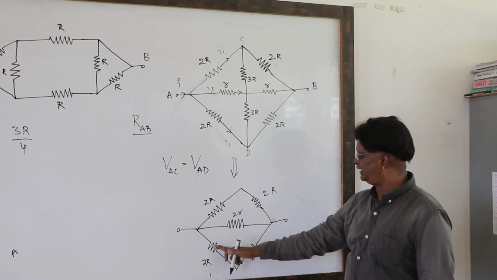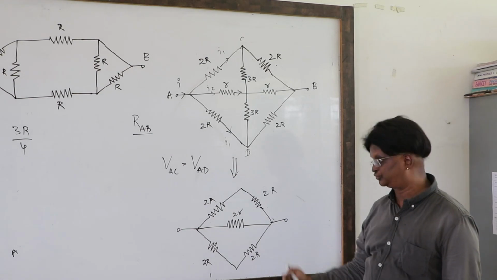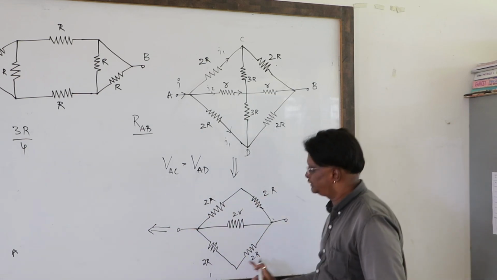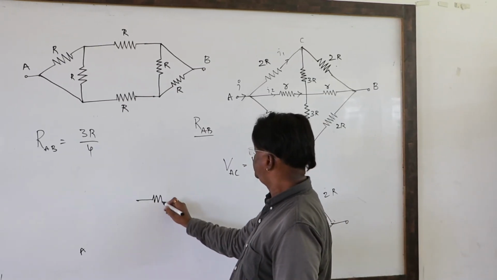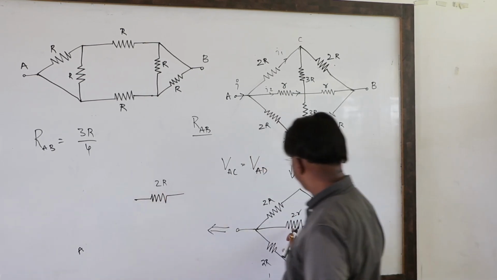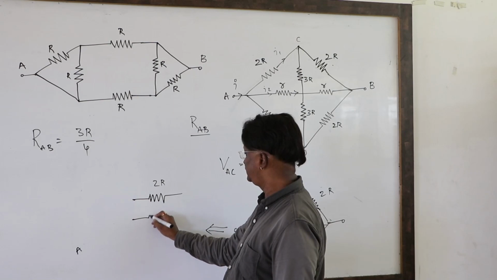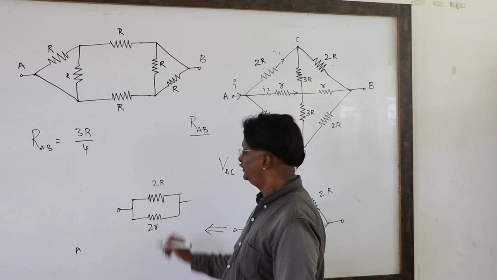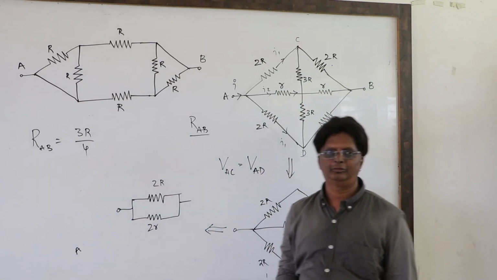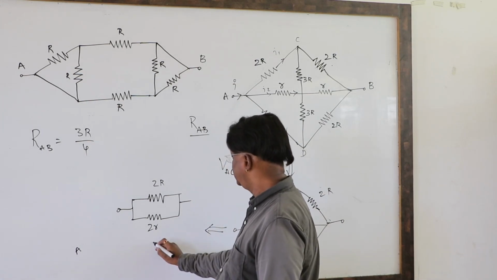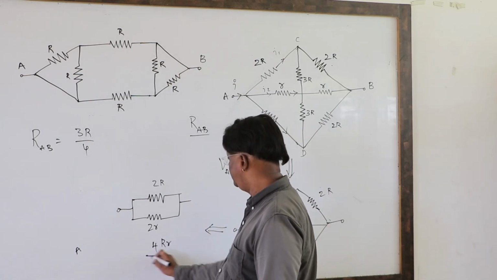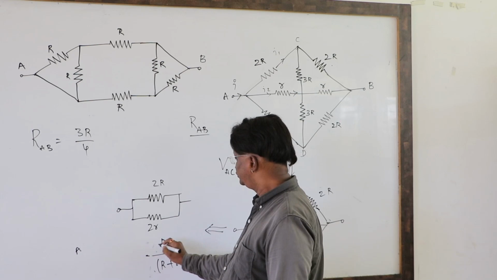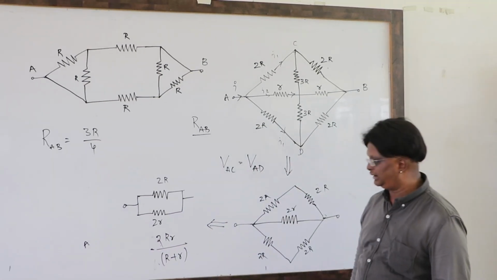Therefore, this 4R and 4R parallel means 2R. So I am again writing this. So 4R and 4R. Therefore, this is 2R. And this one is 2R, smaller. They are in parallel. That is our final answer. So now here you will use two resistors, parallel combination, R1 R2 by R1 plus R2. Therefore, this is 4 capital R small r by 2 into R plus r. Right? So this is our result, 2 capital R small r by R plus r.